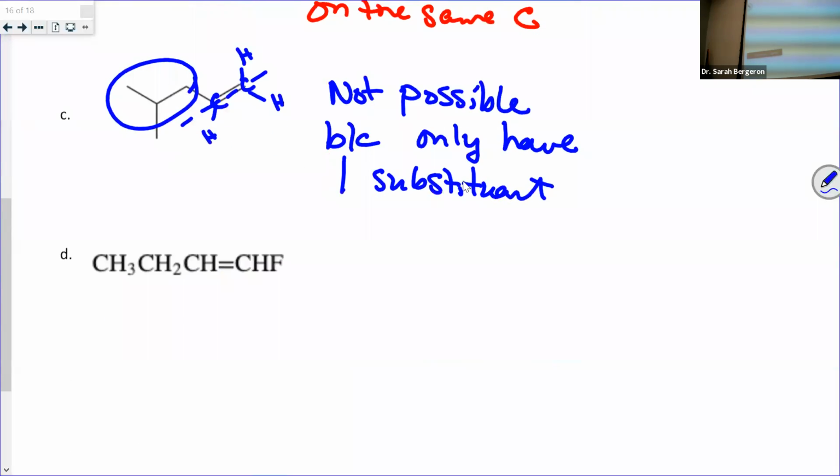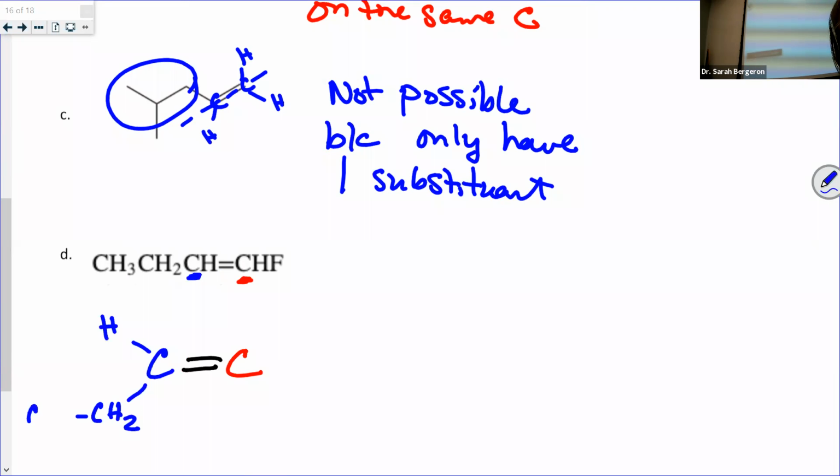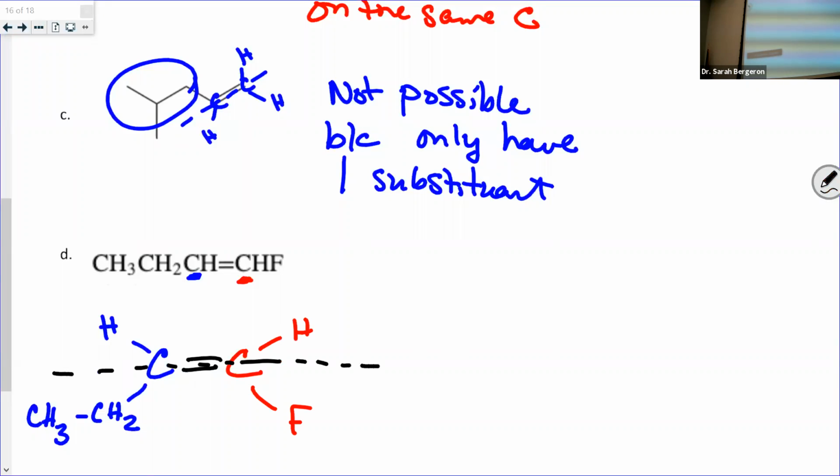And our last one, I'm going to rewrite it so that I can see my structure. I have my two carbons that share the double bond. I'm going to look at my blue carbon first. My blue carbon has a hydrogen attached and it has this group. So it has a CH2 and that's bound to a CH3. And then my red has a hydrogen and it has a fluorine. So if I draw my imaginary line, tell me what kind of an isomer did I draw?